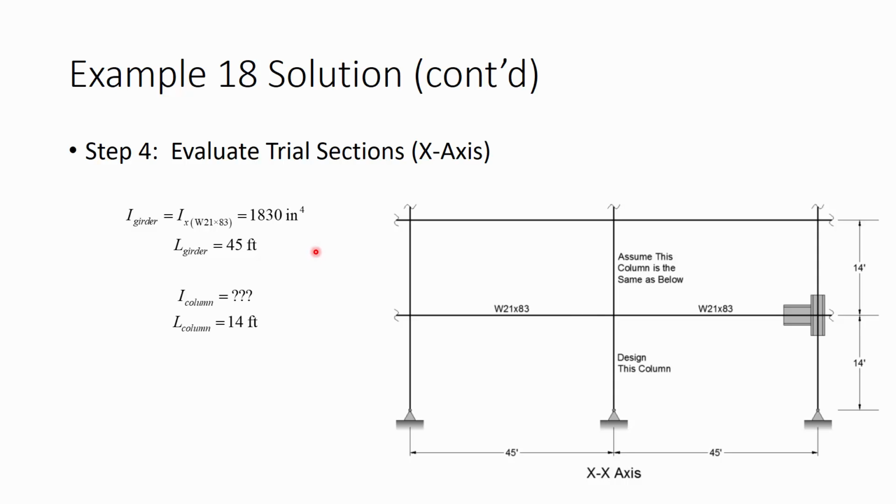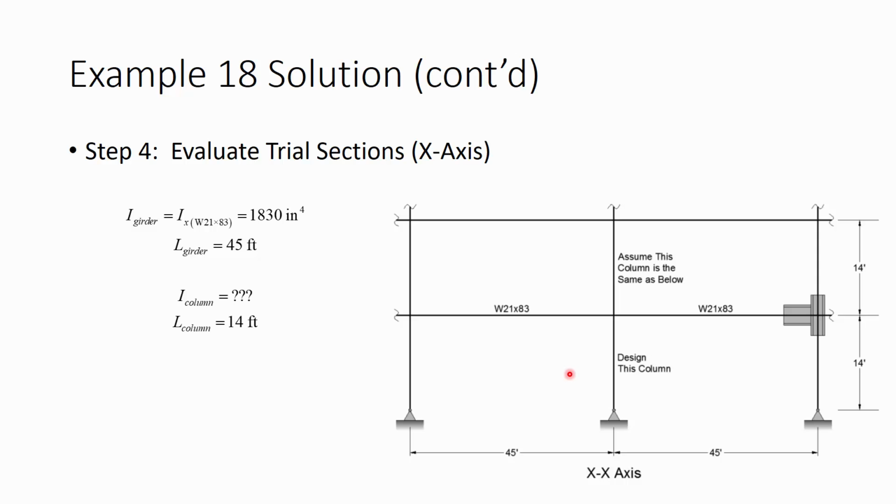For the girders, for the beams, if you will, beams or girders, I'm using that interchangeably in this example, and you'll see why. The moment of inertia we're going to take to be 1830 inches to the fourth, and that doesn't matter if we're looking at the girder on the left or the one on the right, because they're the same shape. As for the length of the girder, they're both 45 feet as well, so we can take that to be the same. Now the moment of inertia of the column changes depending upon what trial section we're looking at. Trial section 1 and 2 both have different moments of inertia, but they are both 14 feet long.